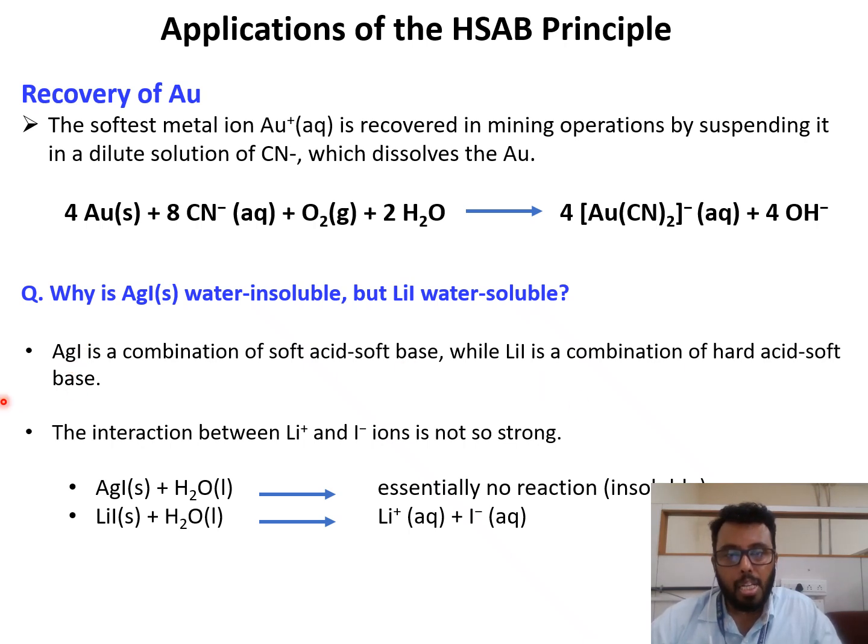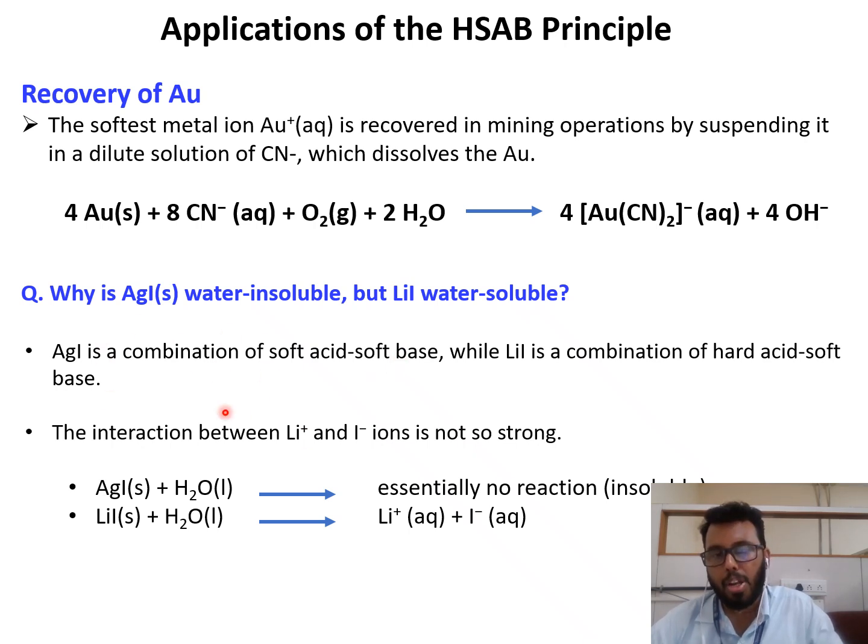Since Ag is a soft acid and iodide is a soft base, soft acid soft base interaction will be mostly stronger, and also the chance is covalent. Am I right? Covalent bond formation is possible. As a result, they are highly insoluble. While lithium iodide is a combination of hard acid, lithium cation, smaller. It is an alkali metal cation, so obviously smaller size, and iodide is a soft base. That also we have discussed now. So hard acid soft base interaction will be weak compared to soft acid soft base. That's why AgI is insoluble in water.